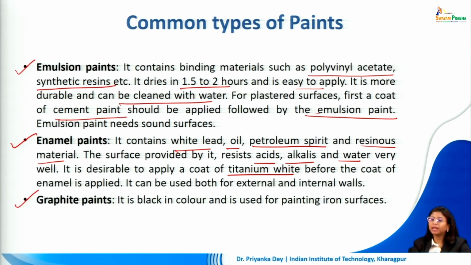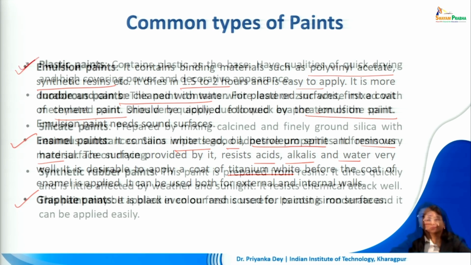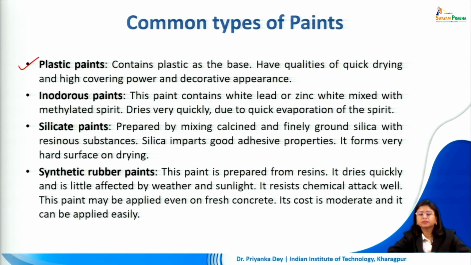Graphite paints are black in color and they are normally used for painting of iron surfaces. Plastic paints contain plastic as the base. Now these have qualities of quick drying, high covering power and good decorative appearance.